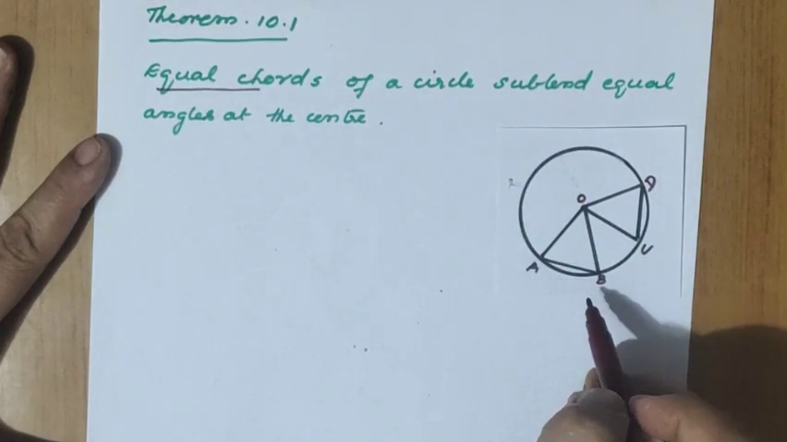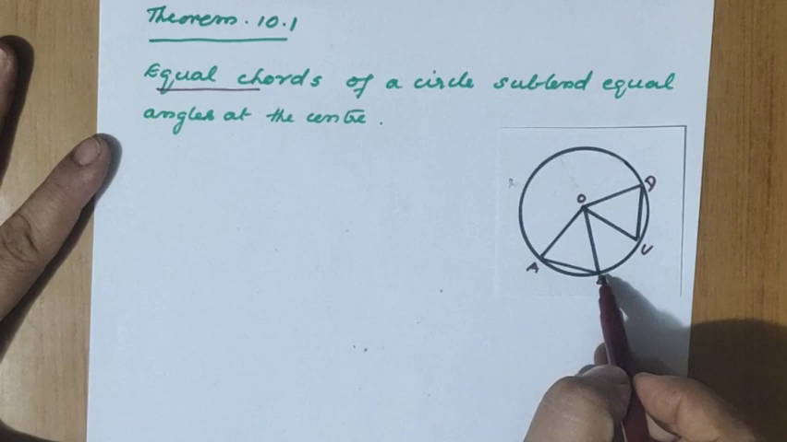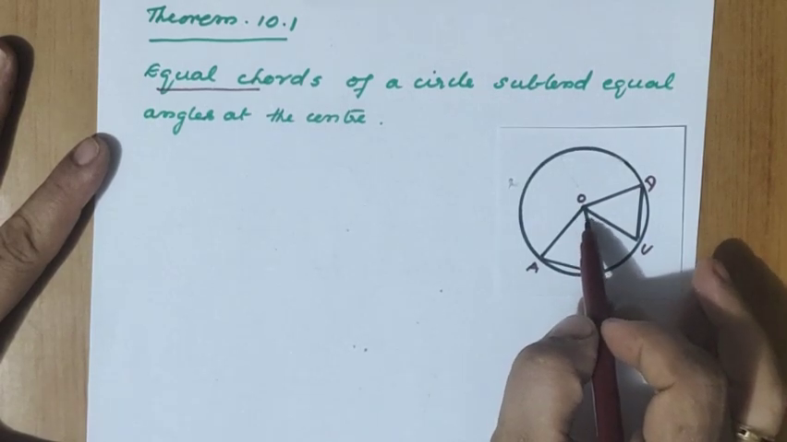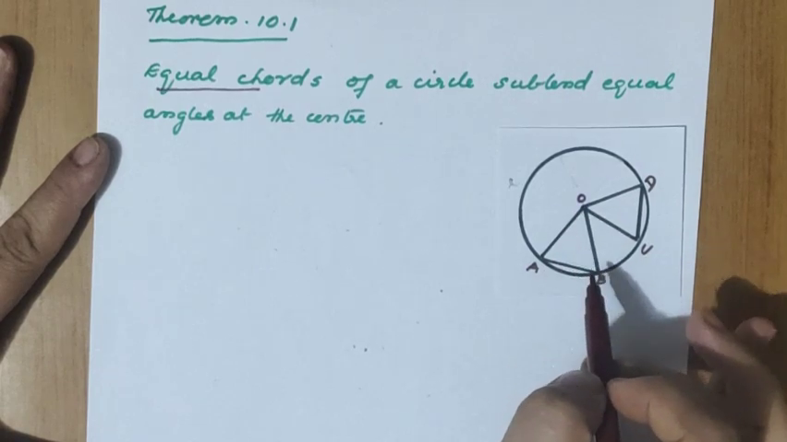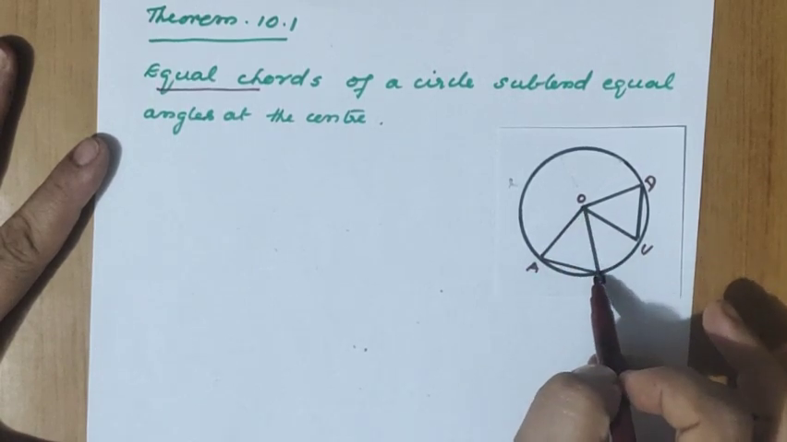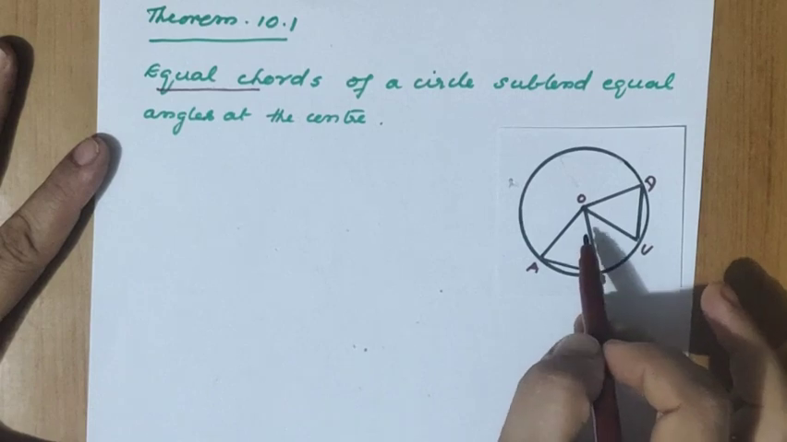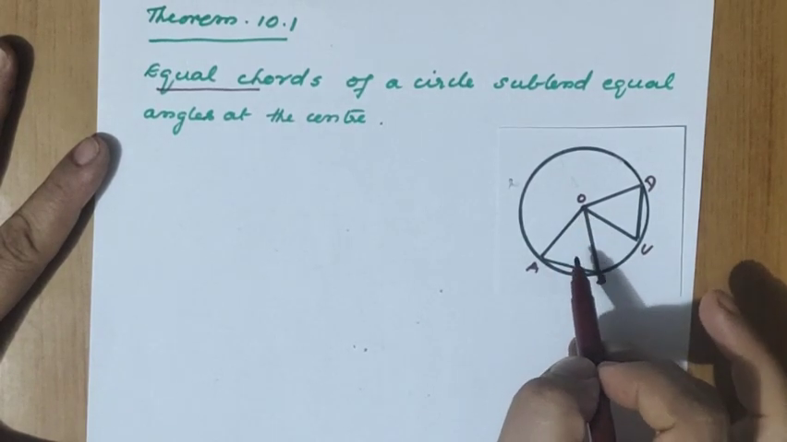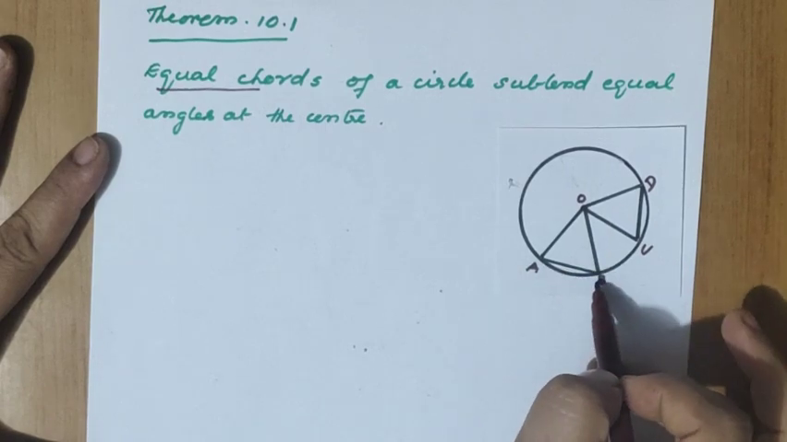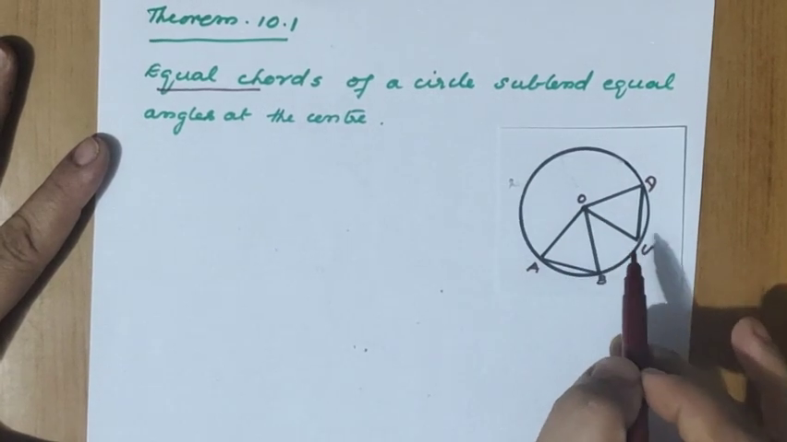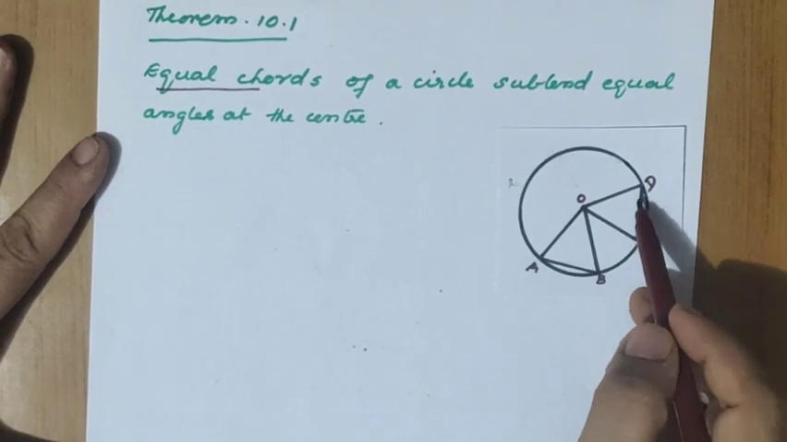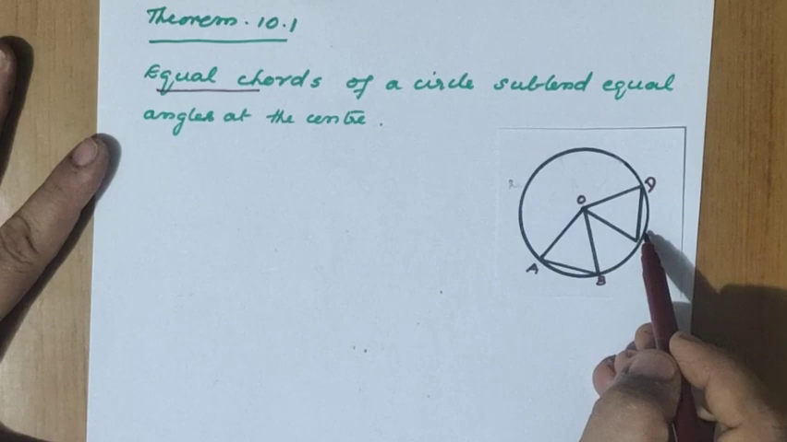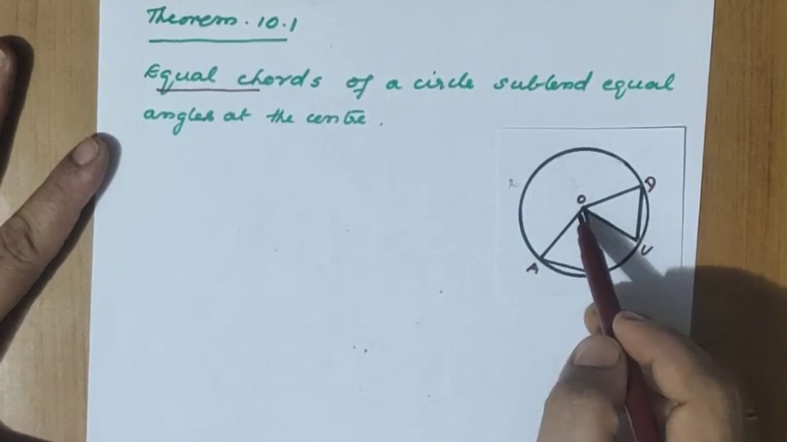What is the meaning of this? That means AB we are taking as a chord. Then AB is making an angle at the center. How can we find out? By joining the radii. So angle AOB is made by the chord AB at the center. Clear? Similarly, what can you say about CD? Angle COD is made by the chord CD at the center.